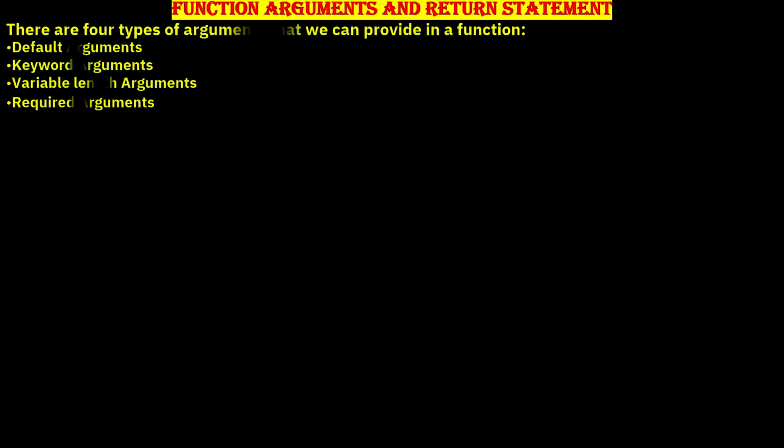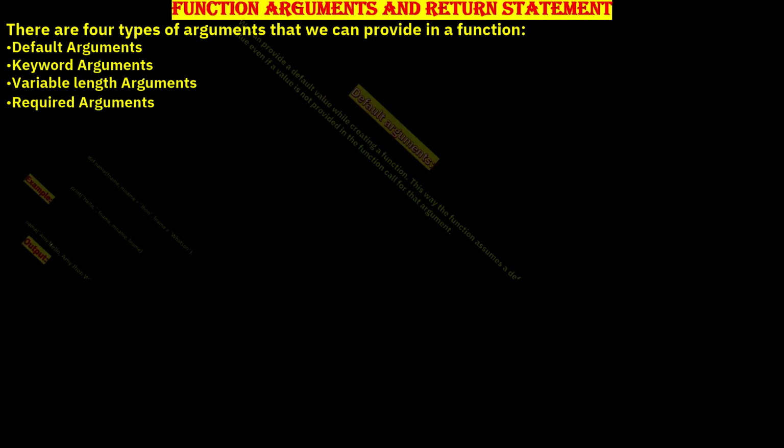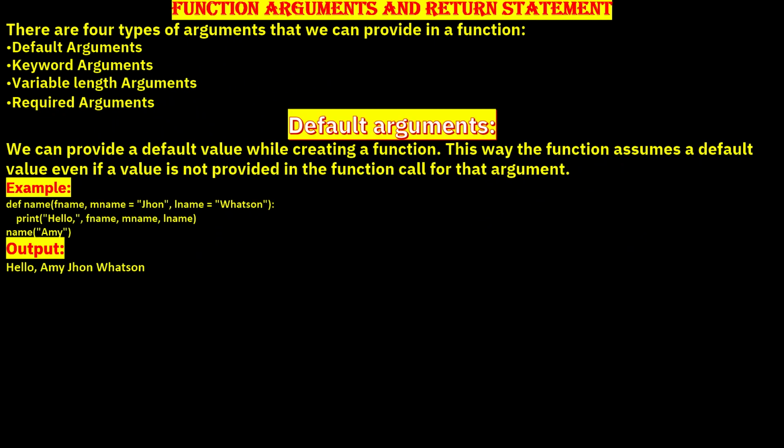Function arguments and return statement. There are 4 types of arguments that we can provide in a function: default arguments, keyword arguments, variable length arguments, and required arguments.